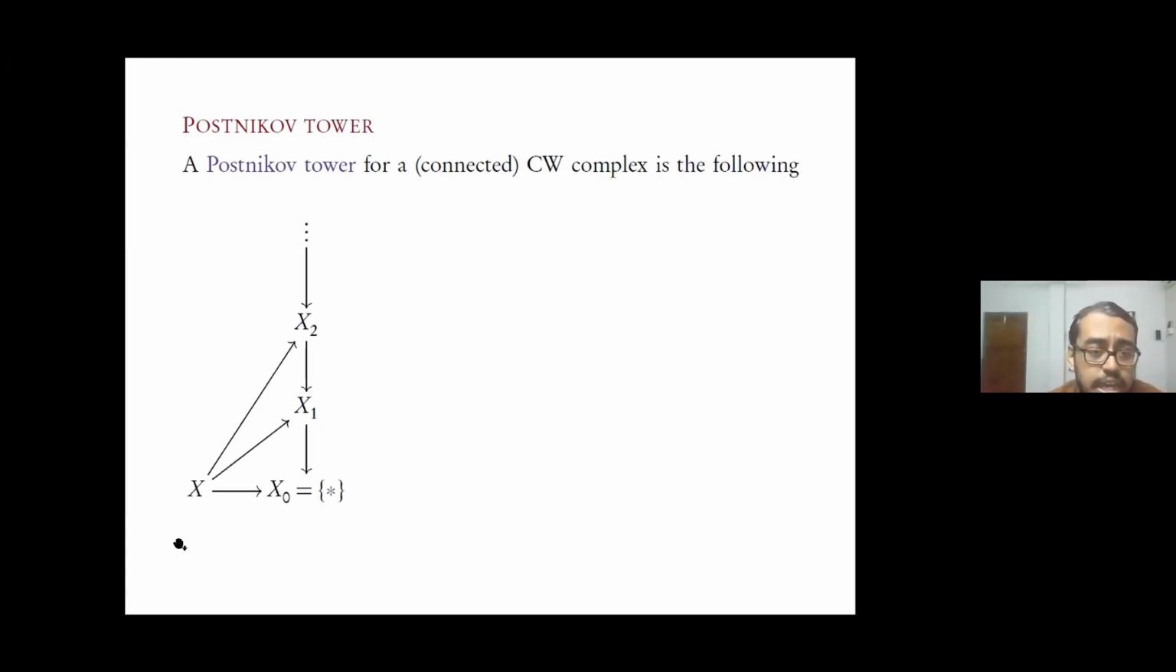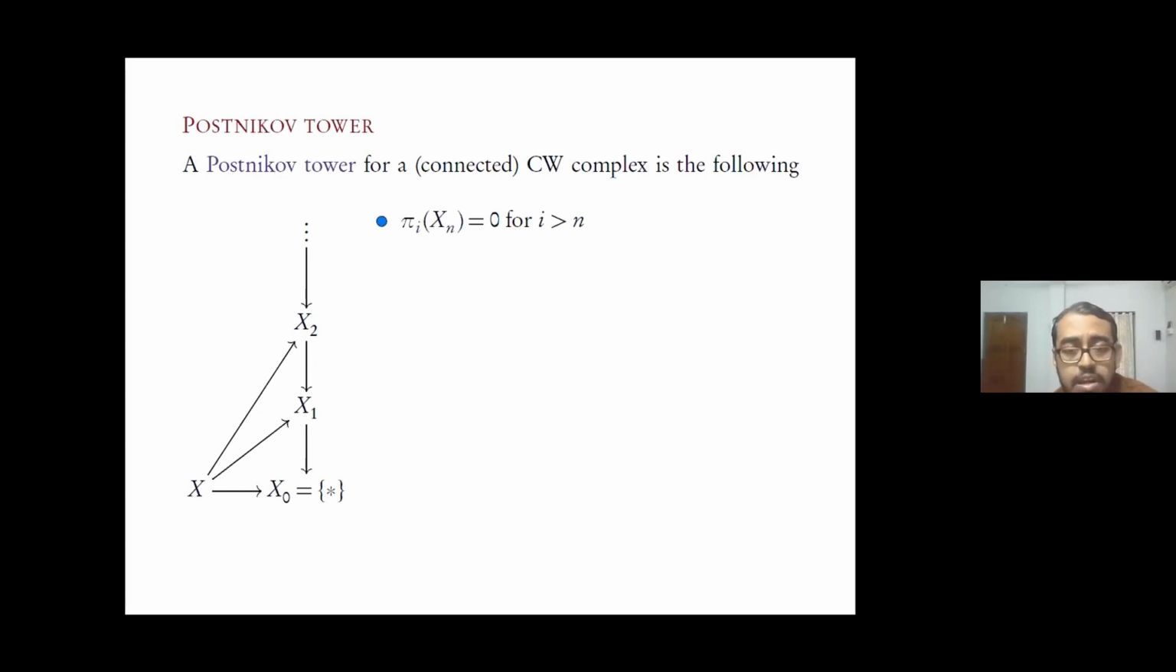X is your space, and then you have a tower of spaces: X0, which is essentially a point, and then you have X1, X2, X3, and you have maps from Xn to Xn minus 1, from Xn minus 1 to Xn minus 2, these vertical arrows, and then maps from X to the corresponding Xi's. This data is not just a collection of maps and spaces; they have certain specific properties. The first one is that the ith homotopy group of the nth space in this list, Xn, is 0 if i is bigger than the index n.